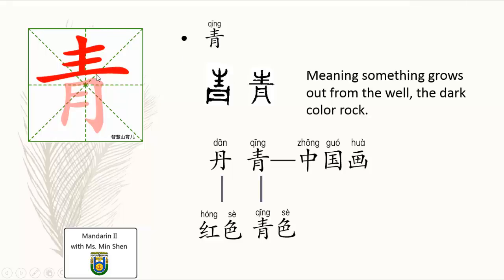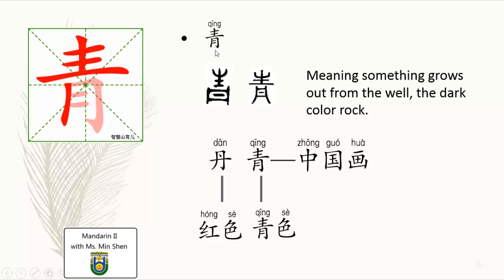And actually the above part looks quite alike the character Sheng, birth, right? To be born, 学生的 or 生日的生. So what is the thing that comes out from the ground, from the well? It's the color rock. The rock looks 青色, and so that's why people draw this, showing the meaning as 青.